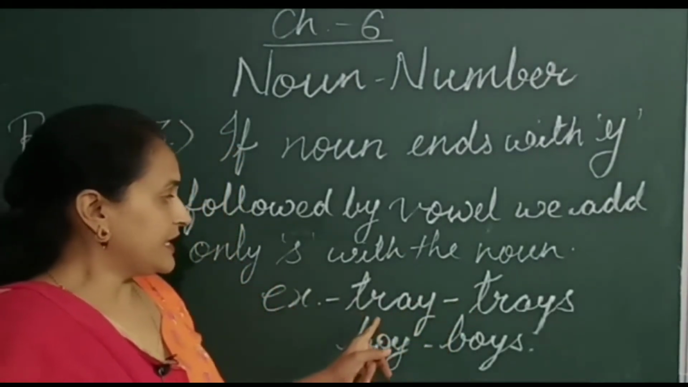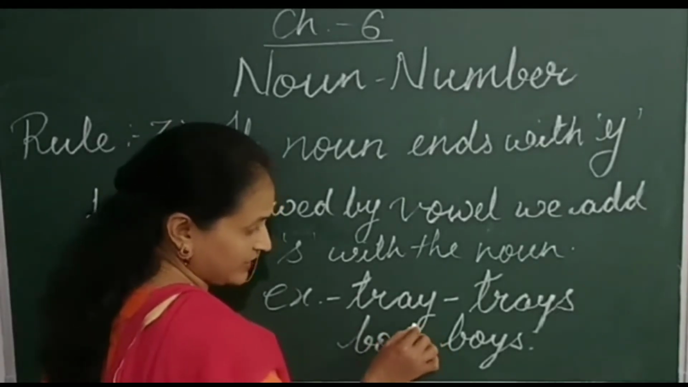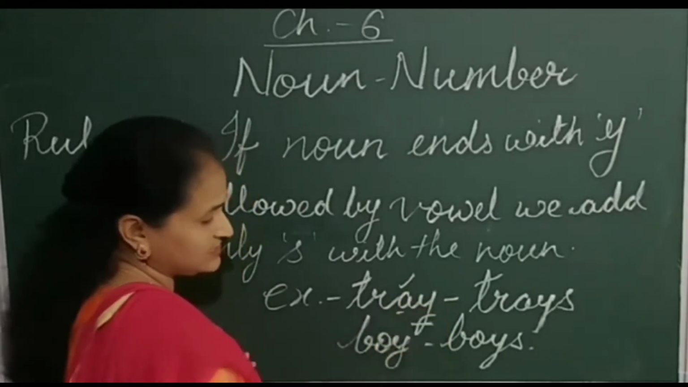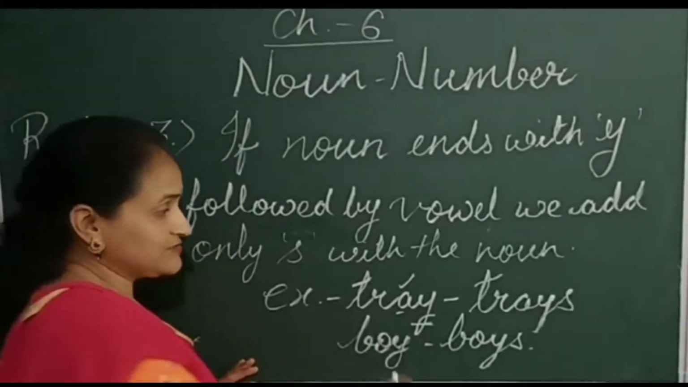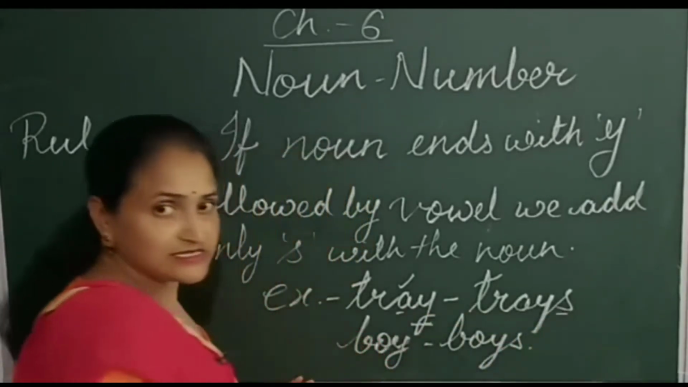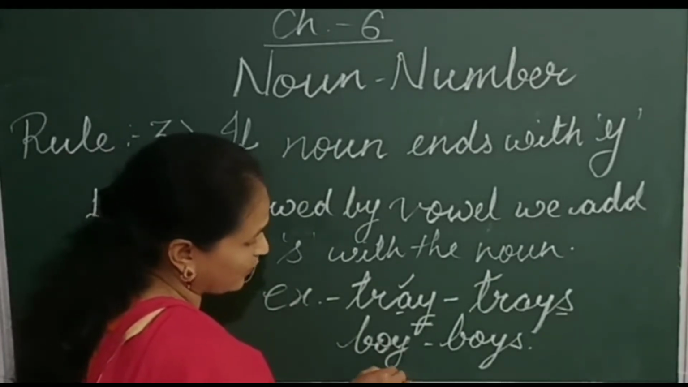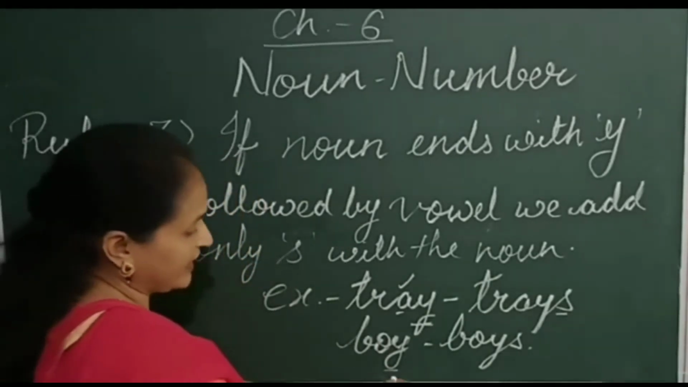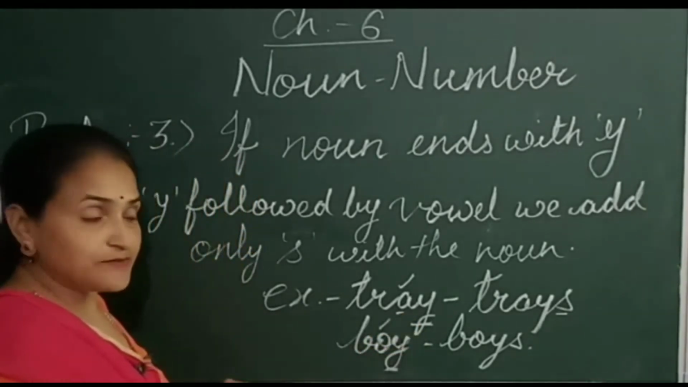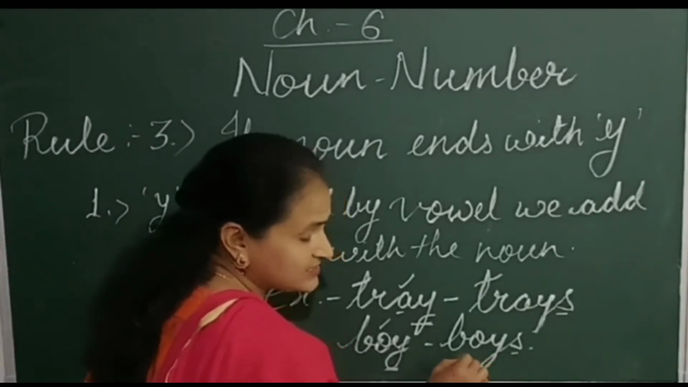For example, look at the word tray. Here, the noun is ending with y, but before this y there is a vowel, that is a. So, to make its plural, what we will do? We will add only s to get its plural. See the next example, the word boy. It is also ending with y. Before this y here is a vowel, that is o. So to make it plural, we will add only s and get its plural, that is boys.